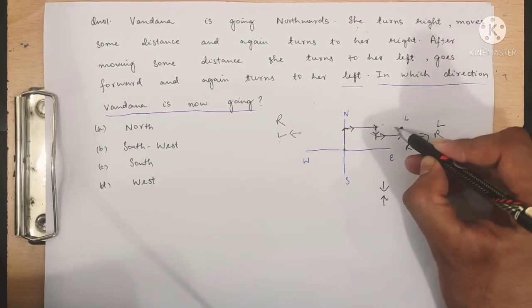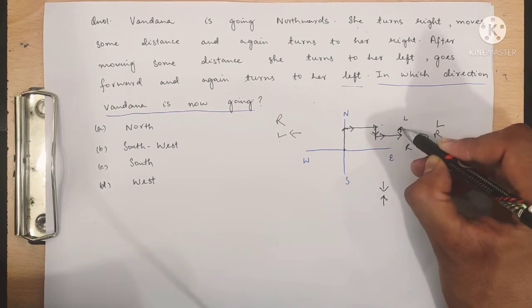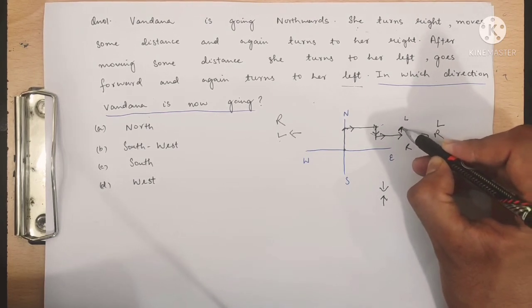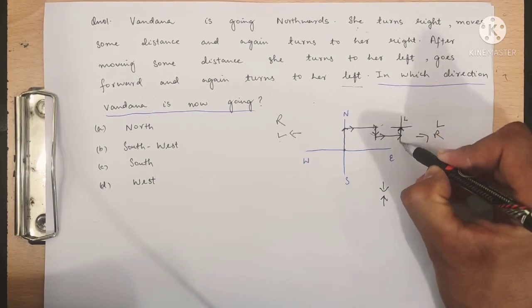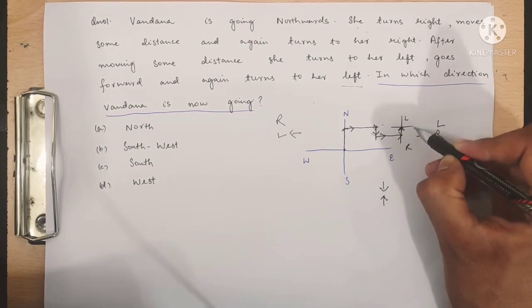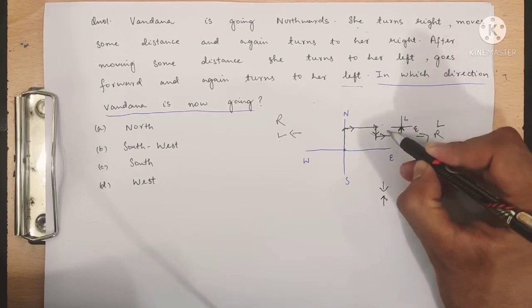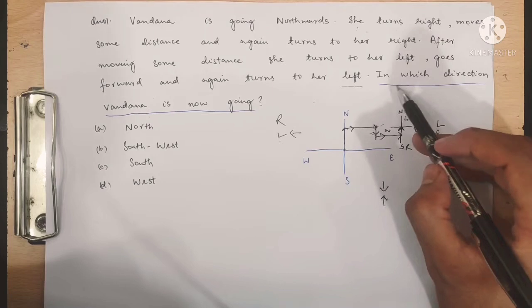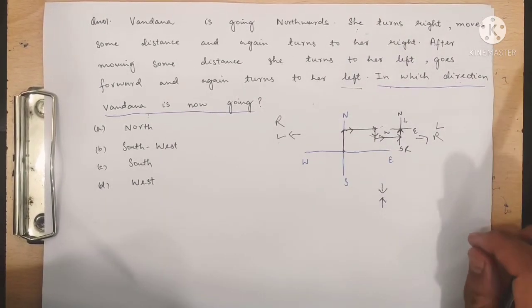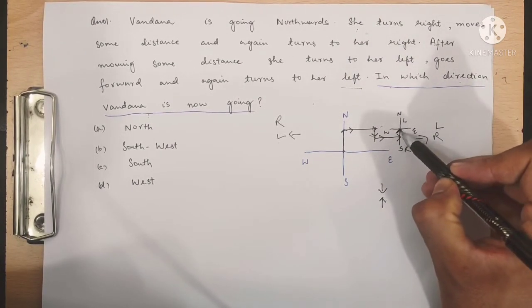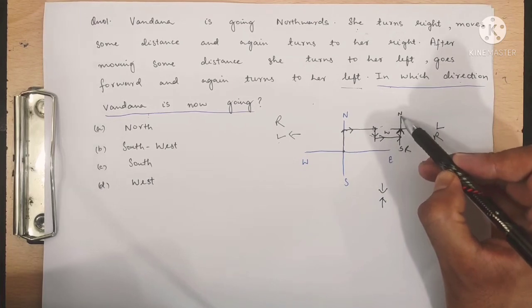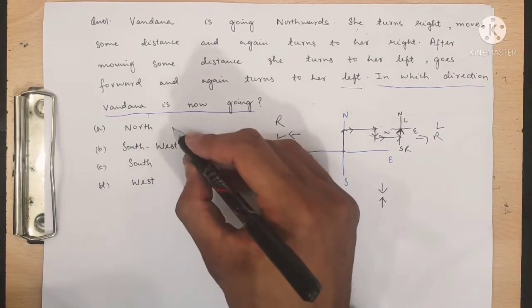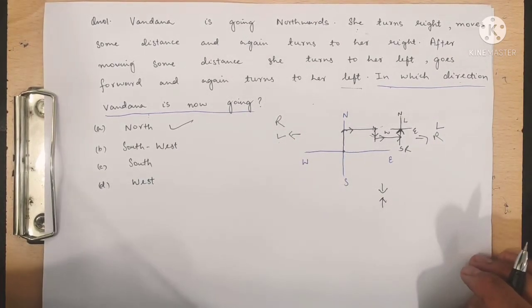What you do is assume the point where she is standing as your center point. Then we will draw all the 4 main directions. This is east, this is west, this is north, and this is south. Now it asks in which direction Vandana is now going. Clearly it shows that she is going towards the north direction, right? So I will write north. North is the correct option.